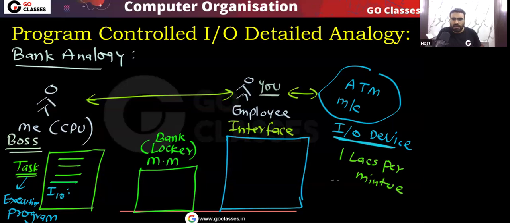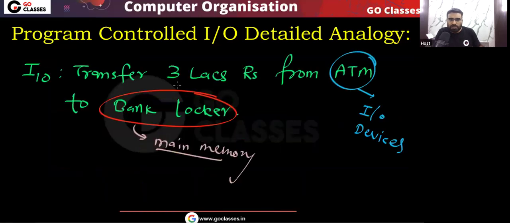Yes or no? This is a reasonable assumption. Do you agree with me? When you go to the ATM and take some money, I can assume 1 minute it will take. Agree? So in a single transaction, this ATM machine will give you 1 lakh rupees. This is the data transfer rate of the ATM machine, 1 lakh rupees per minute. But how much do we want? We want to transfer 3 lakh rupees from the ATM to main memory.